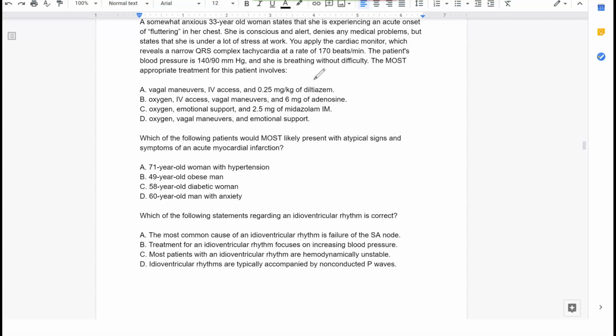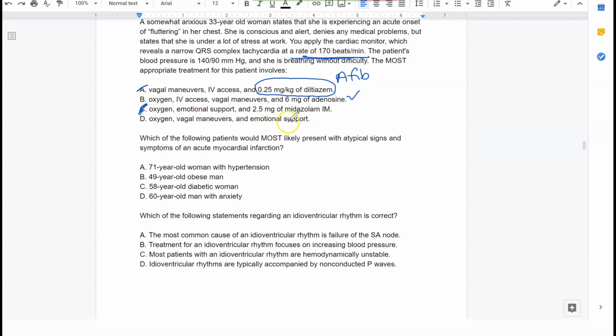So, we have vagal maneuvers, IV access, and cardioversion. Diltiazem is usually kind of reserved for your AFib. Also, this option has no oxygen. Not the answer. Oxygen, IV access, vagal maneuvers, and 6 milligrams of adenosine. I like that one so far. Oxygen, emotional support, and 2.5 milligrams of midazolam. I mean, no, because we're trying to calm her down from her quote-unquote anxiety attack, when she's having a cardiac issue.